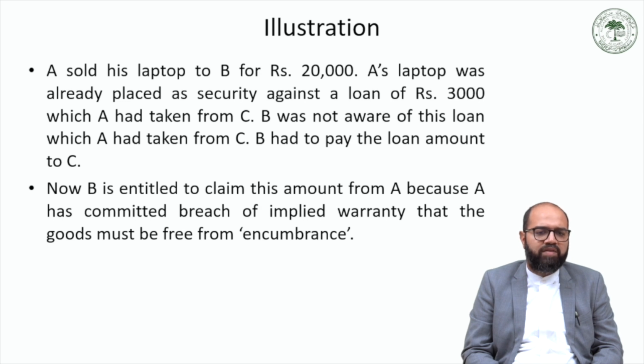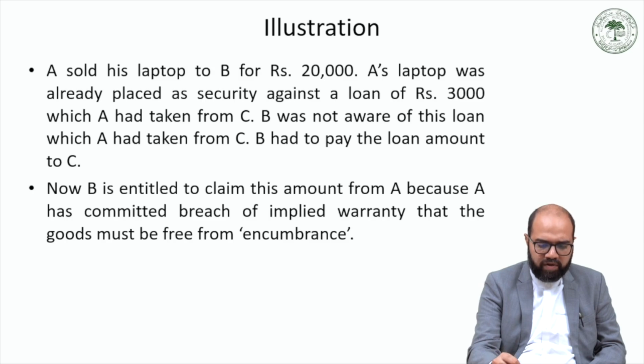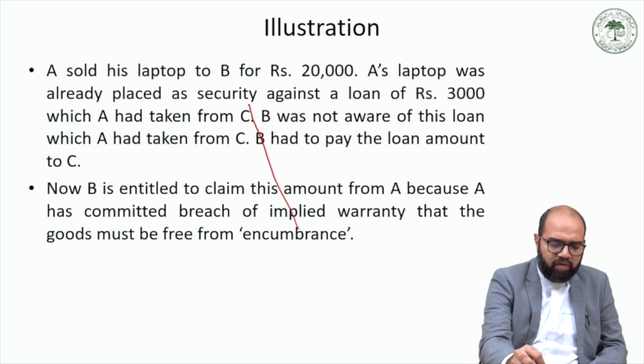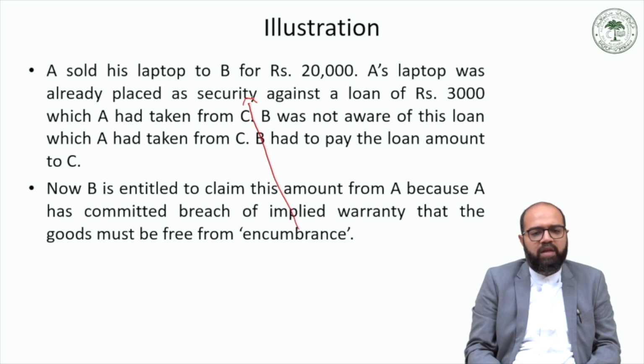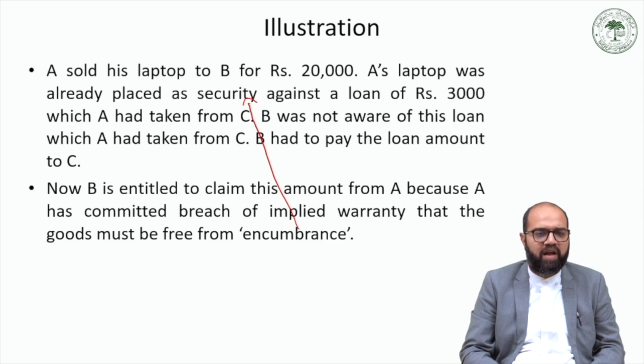Now here B is entitled to claim this amount from A because A has committed a breach of implied warranty that the goods shall be free from any encumbrance. So here the encumbrance was that the laptop was pledged as a security against a loan which the seller had taken from a third party. So the goods shall be free from any encumbrance or third party rights, otherwise it would be considered as a breach of warranty.